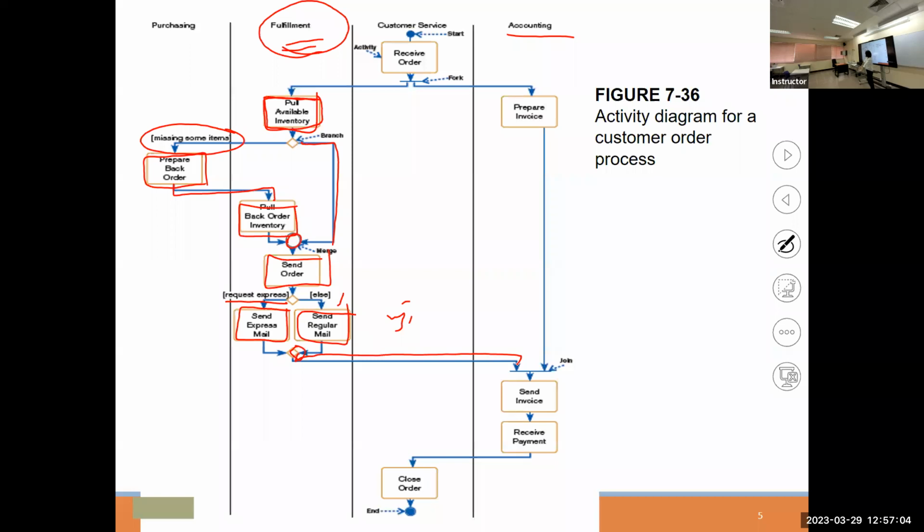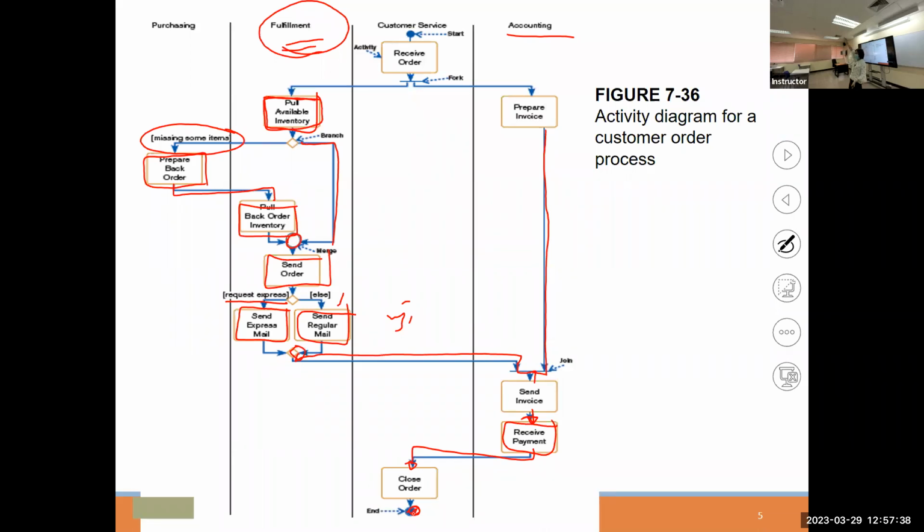Then when the sending is done, right? It's done from the fulfillment, then the invoice can be sent to the customer. And then when the payment is received, we can also proceed with the receive payment activity. And then when everything is done, go to the close order activity and have at the last the black circle for ending.